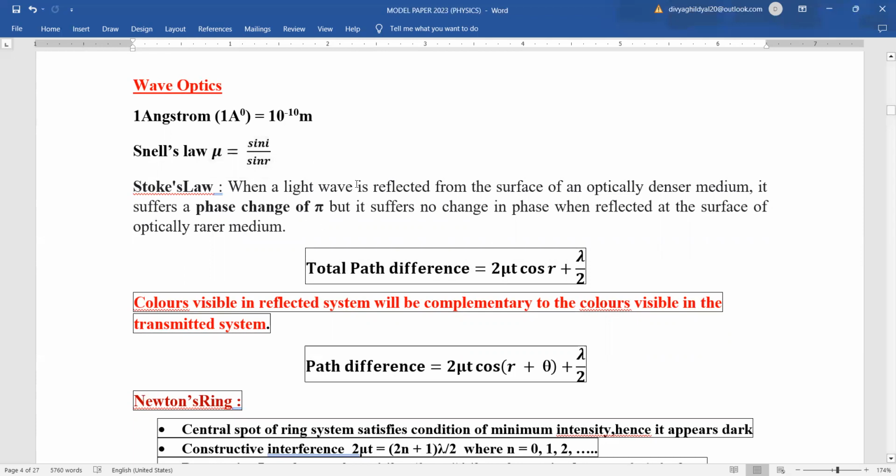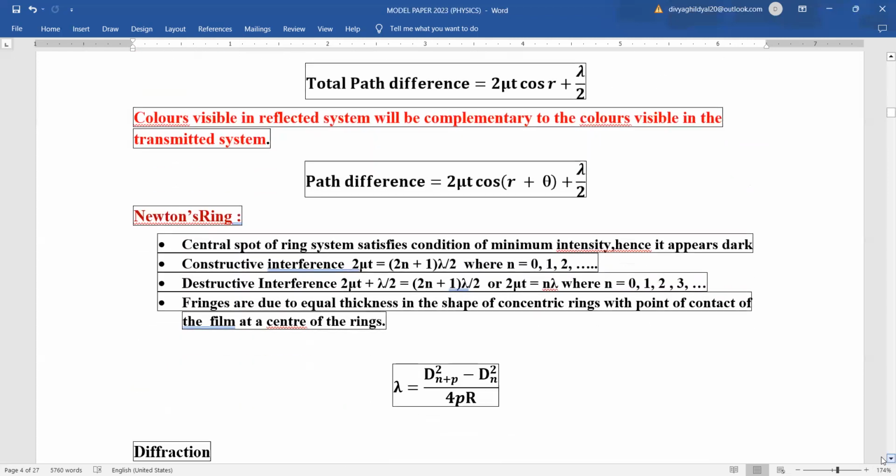Stokes' law states that when light is reflected from the surface of an optically denser medium, it will suffer a phase change of pi or a path difference of lambda by 2. Hence, total path difference in thin films is equal to 2 mu t cos r plus minus lambda by 2 as per the direction of rays. And colors visible in reflected system will be complementary to the colors visible in the transmitted system, because I have two cases in my syllabus of interference in thin film due to reflected light and transmitted light.